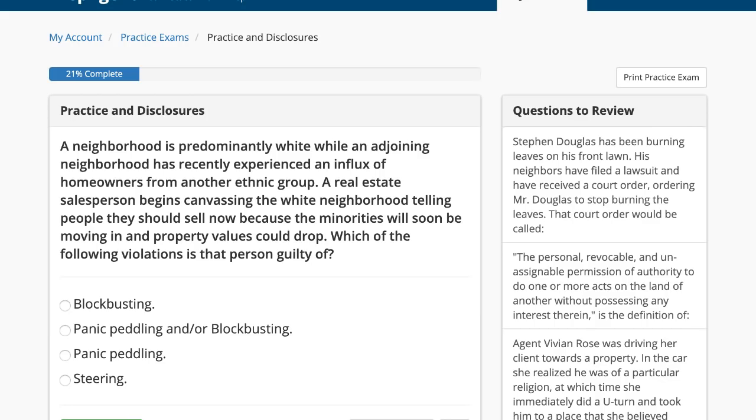It's true. A neighborhood is predominantly white, while an adjoining neighborhood has recently experienced an influx of homeowners from another ethnic group. A real estate salesperson begins canvassing the white neighborhood, telling people they should sell now because the minorities will soon be moving in and property values could drop. Which of the following violations is this person guilty of? A, blockbusting, B, panic peddling and blockbusting, C, panic peddling, or D, steering.